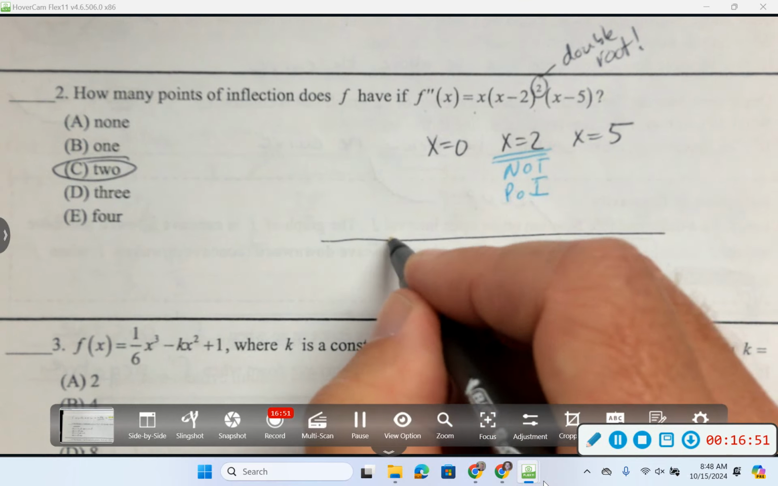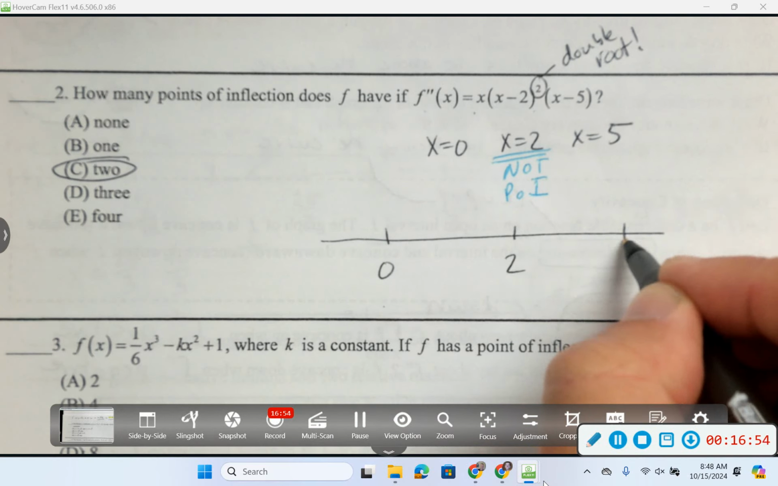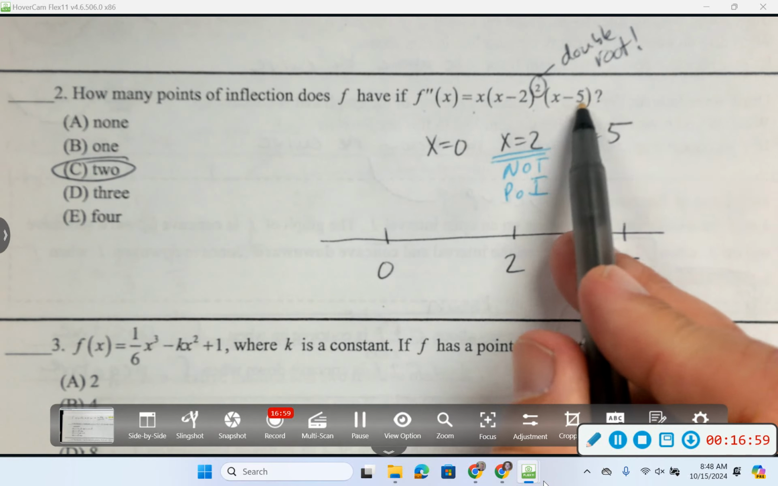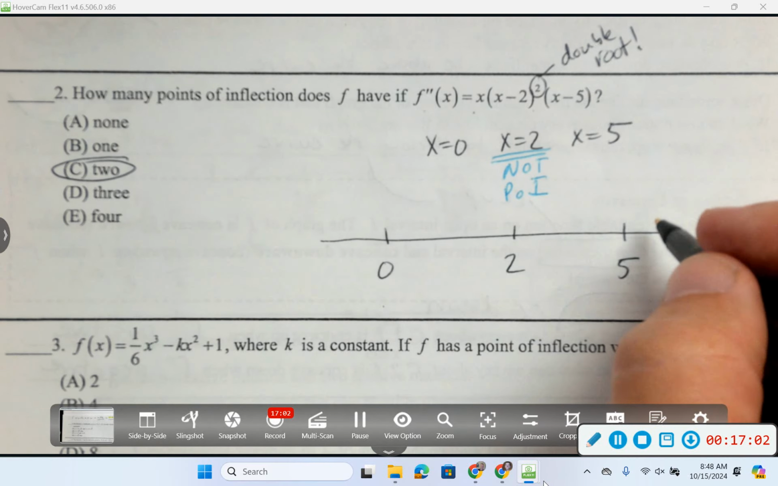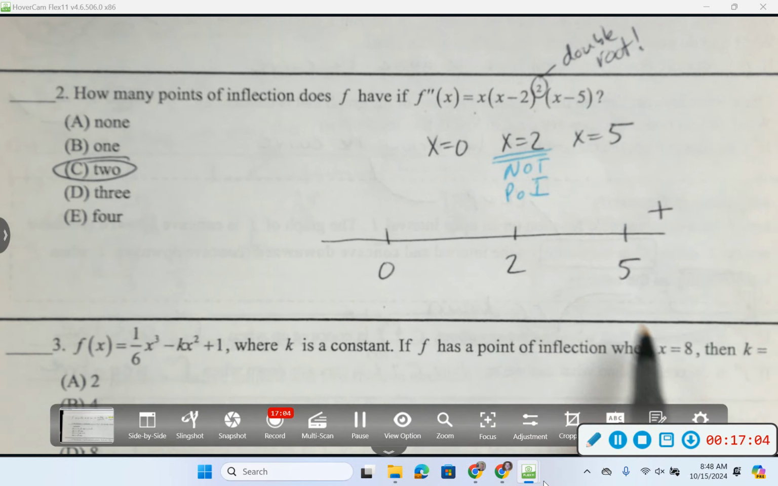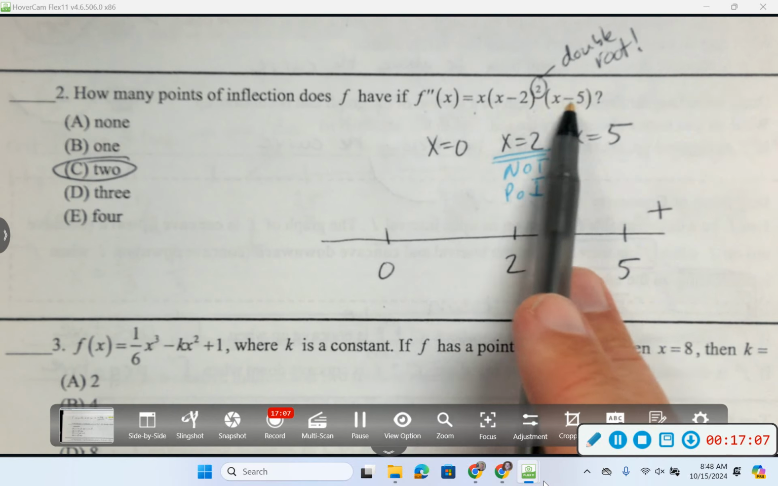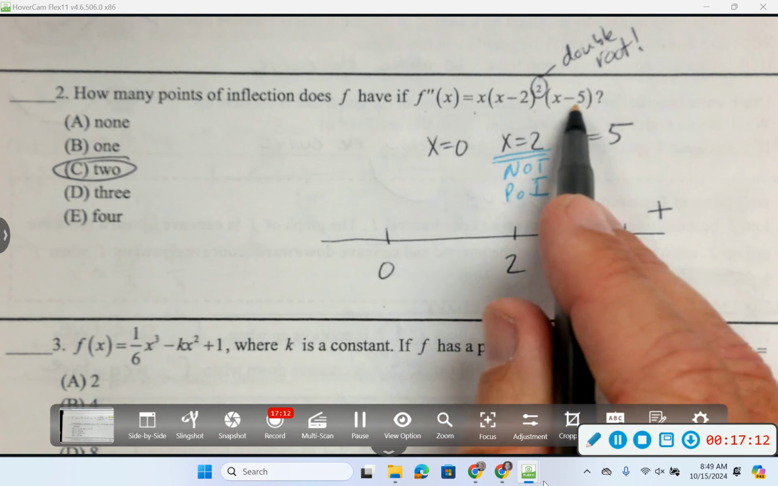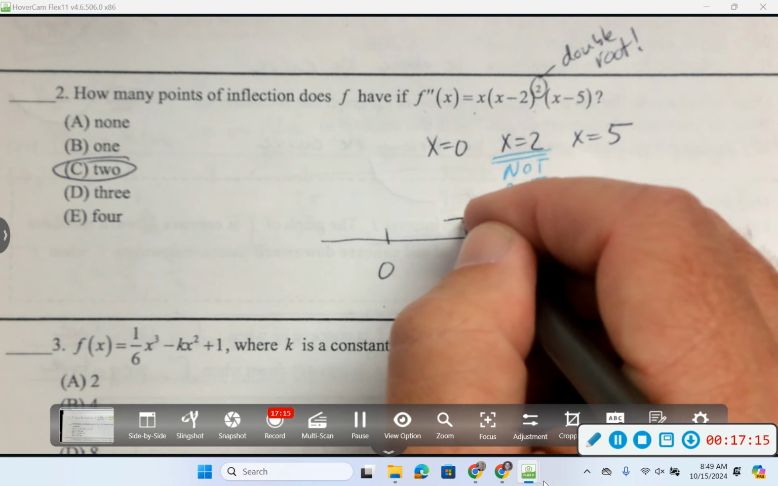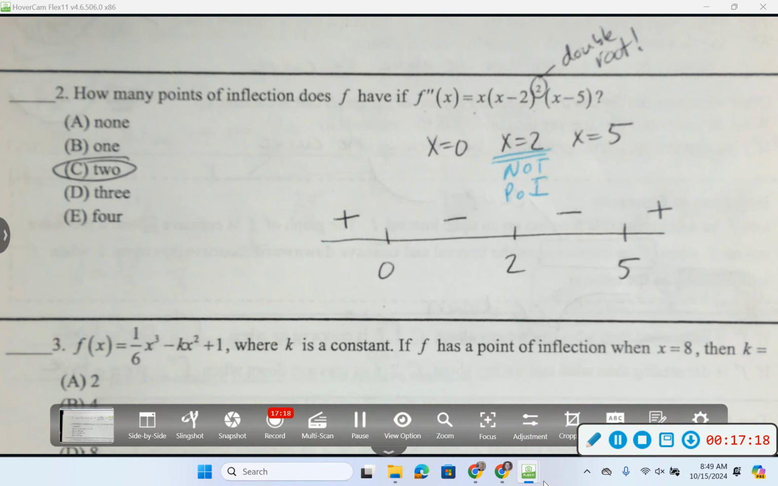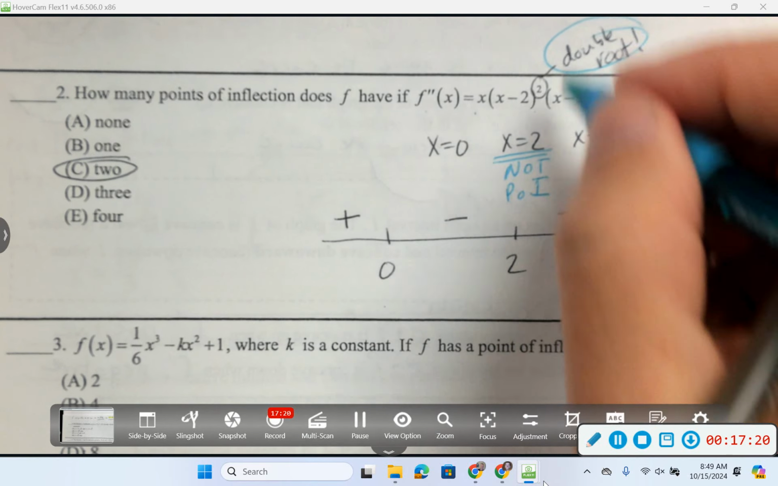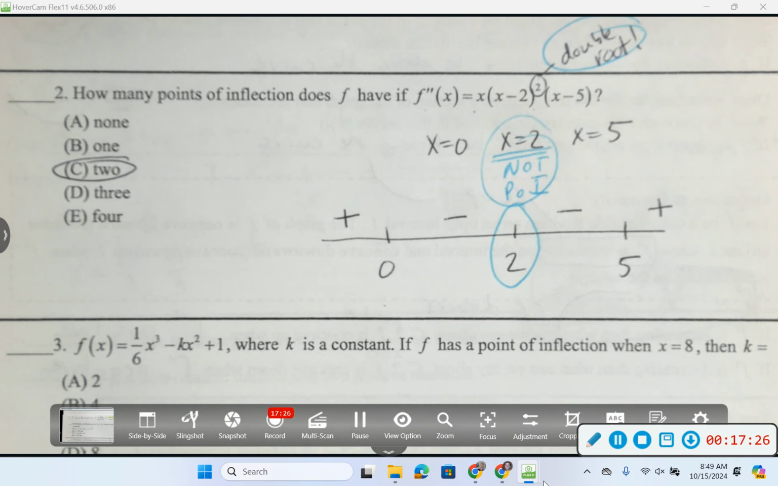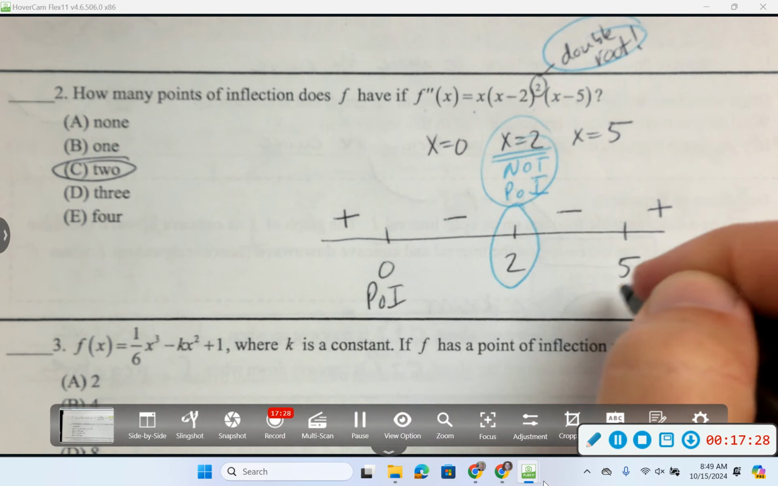Now the longer way would be put those on there and test the intervals. Let's see, if I test something really big, that's easy to test. If I test 6, then everything's positive. If I test 4, then that one's negative. If I test 1, then that one is still negative. And this one is positive over here. That double root's not a POI. It didn't change signs because it's a double root. So there's only 2 points of inflection.